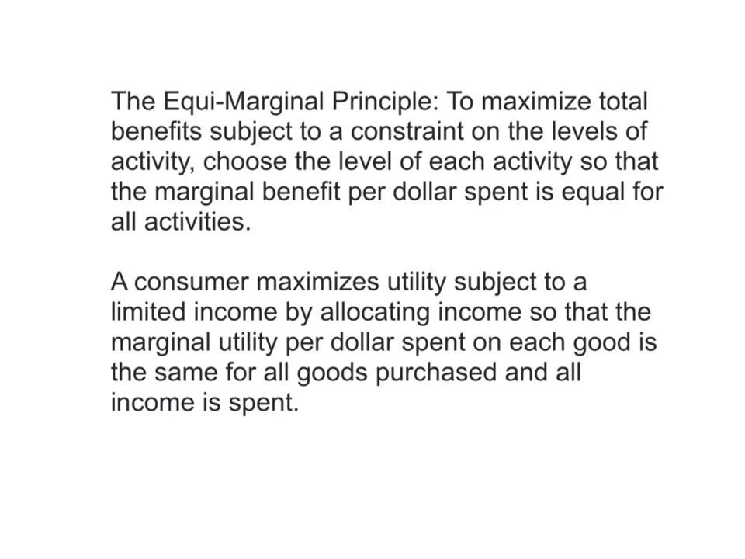Now, in this example, we want to look specifically at applying equimarginal to the consumer choice, to the consumer's problem. So we reword the equimarginal principle a little bit to apply it to the consumer problem. A consumer maximizes utility subject to a limited income by allocating income so that marginal utility per dollar spent on each good is the same for all goods purchased, and all income is spent. Don't forget that part of the rule. We don't maximize our utility until we've spent all of our income.